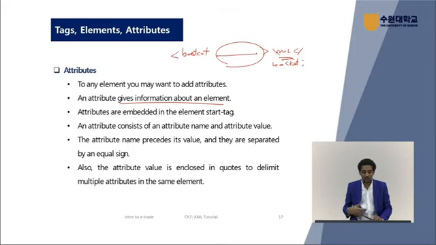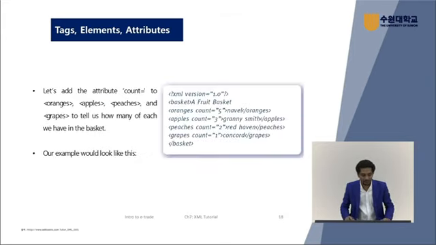Also, the attribute value is enclosed in quotes to delimit multiple attributes in the same element. We could have 3, 4, or 5 attributes that tell information about the content, right? So we have to separate the different attributes using a semicolon, okay? So it's like this.